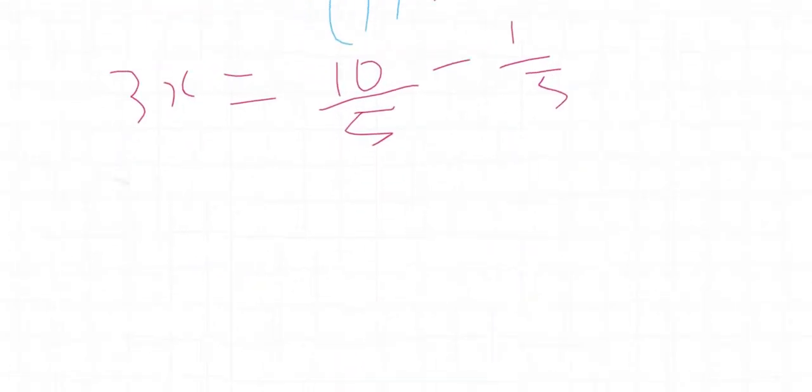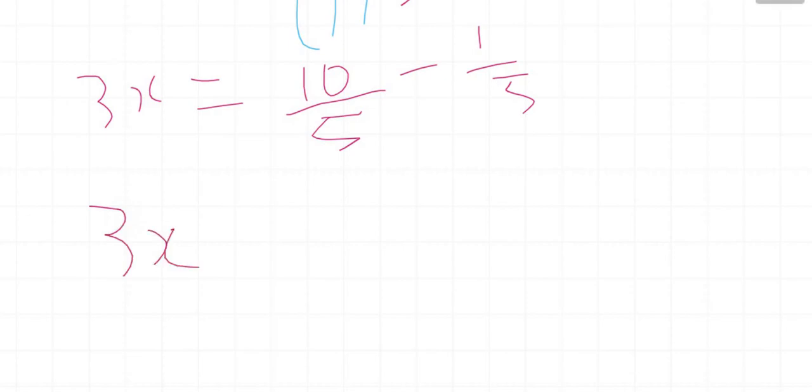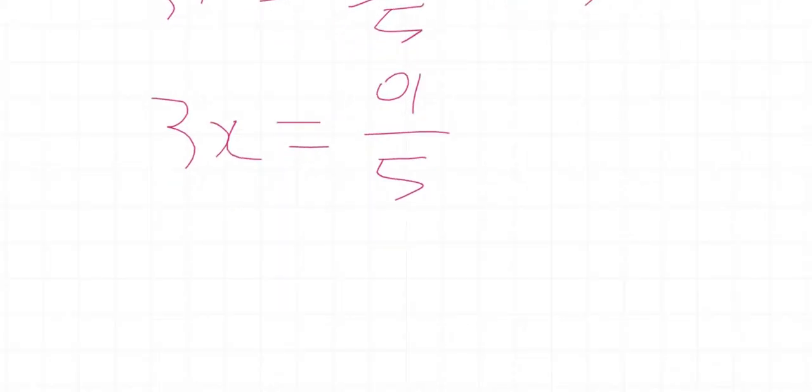So let's look at this now. 3x is what now? What do we get for this? We have 10 minus 1, which is 9. So we have 9 over 5. To find the value of x, we could do this both ways. We could divide both sides by 3.